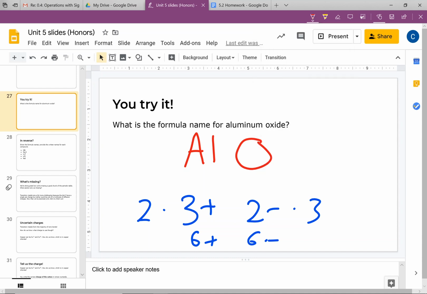So what we need to put up here is the math that we did down here. So we said that 2 aluminums and 3 oxides, right? Coming from here, coming from here. So 2 aluminum makes a total 6 positive. 3 oxide makes a total of 6 negative, and those two things neutralize each other. So we have Al2O3.